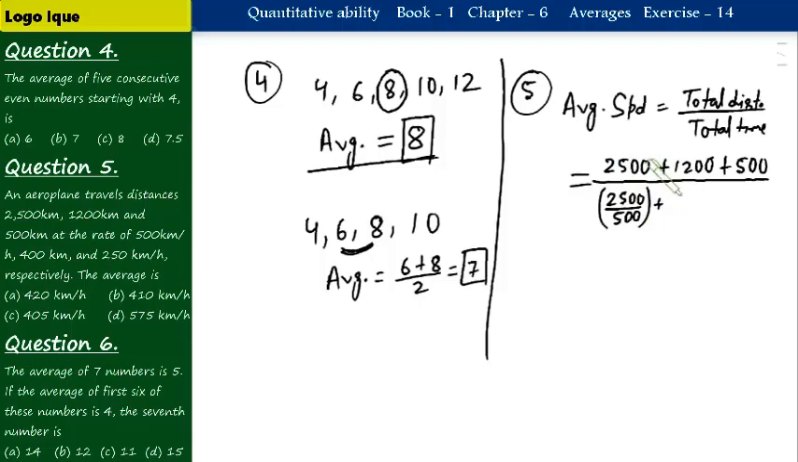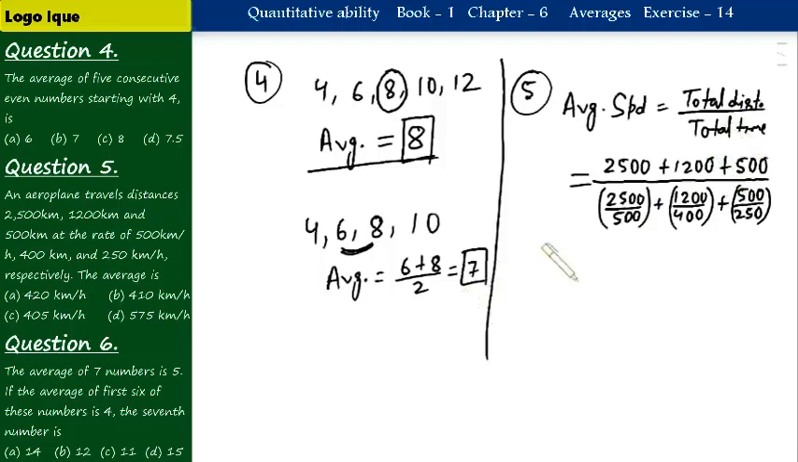In the second part, that is 1200 kilometers distance, the time taken would be 1200 divided by speed, that is 400 kilometers per hour. In the third part, the distance is 500 kilometers and the speed is 250 kilometers per hour. So divide by 250. Okay, right? So just remember this, that the average speed will be total distance upon total time.